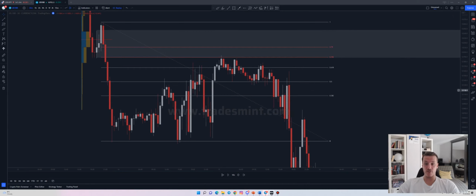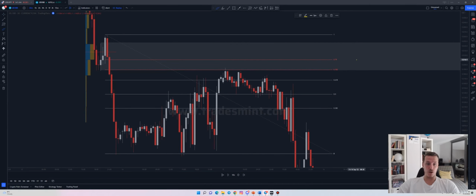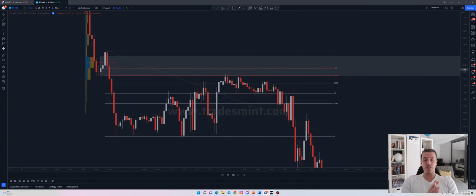So we can see that these two levels of 0.79 and 0.705 are sitting right at this supply, and on top of that we have a profile volume spike. So once again, my job as a trader is to gather as much information.